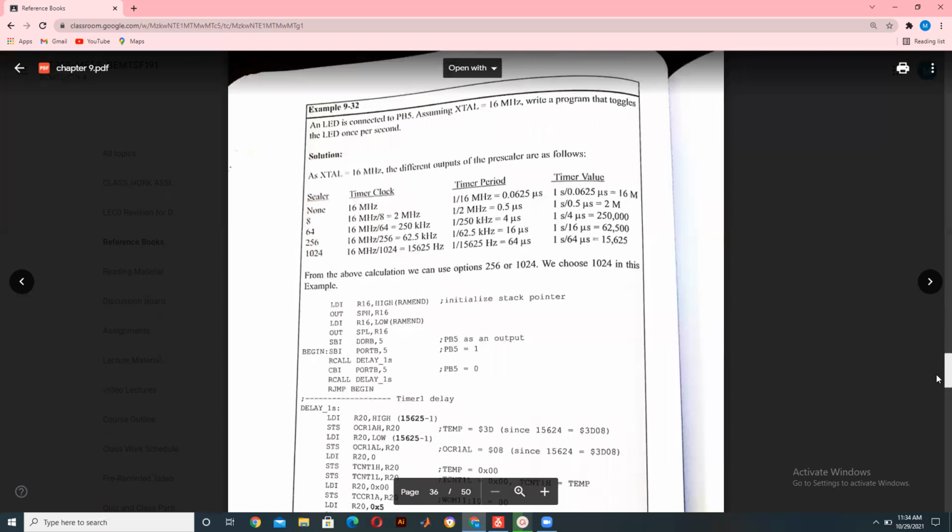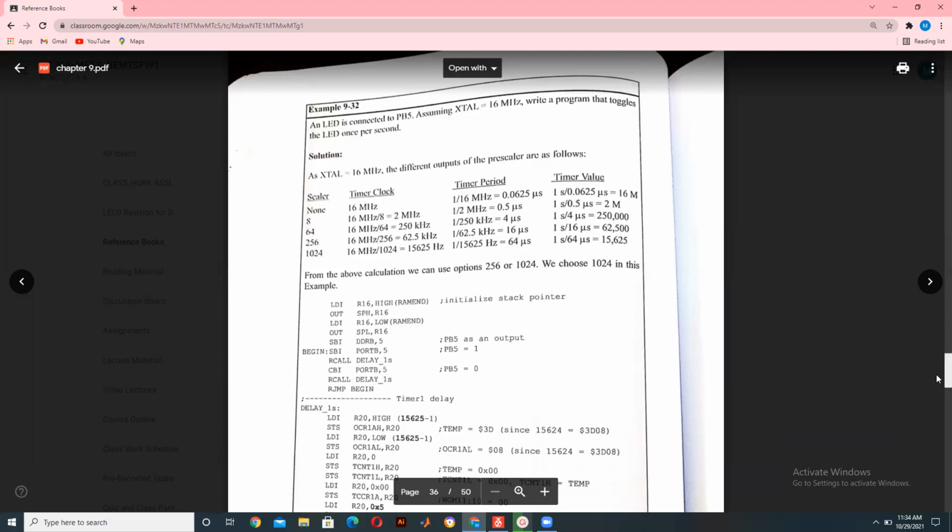Now an LED is connected to PB5, assuming the crystal frequency is 16 MHz. Write a program to toggle this LED. First of all, we have no prescaler, so we have to calculate the prescaler. We have 16 MHz as the external clock. The different outputs of the prescalers are as follows. We would calculate it.